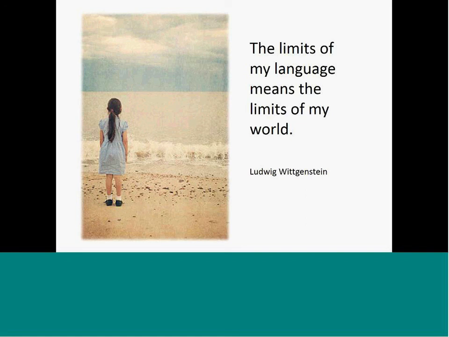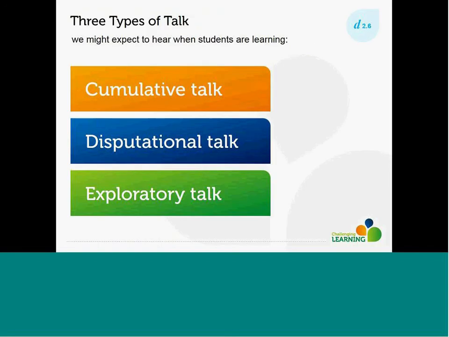So if we really want to help our students to become all of those things that we had in the chat box and that we had on that last slide, then we need to create classroom environments that give students the opportunity to talk, and to talk for learning. And that means being deliberate about the types of talk that we use in the classroom. There's 3 types of talk that you might expect to hear in a classroom: cumulative, disputational, and exploratory.